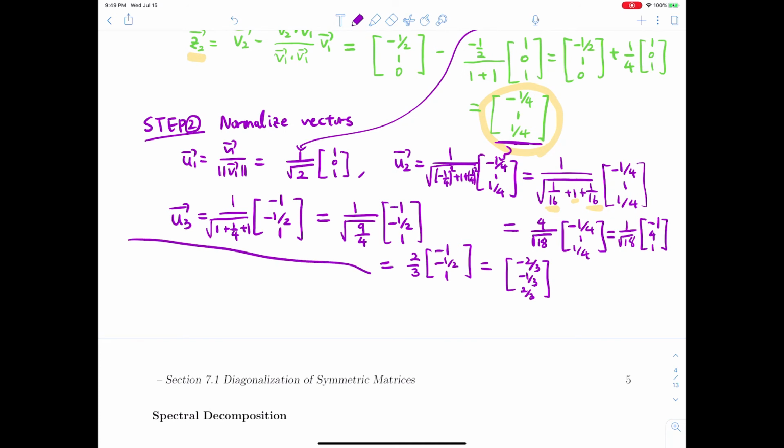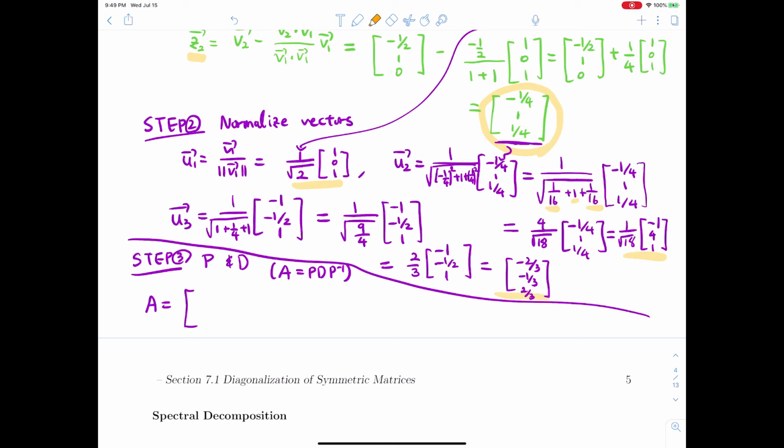Now the last step is that we can build P and D using all this information so that we can diagonalize A to be PDP inverse. So we use all these vectors as column vectors. The first one is 1 over square root of 2, 0, and 1 over square root of 2. The second one is negative 1 over square root of 18, 4 over square root of 18, and 1 over square root of 18. And the last one is negative 2/3, negative 1/3, and 2/3.